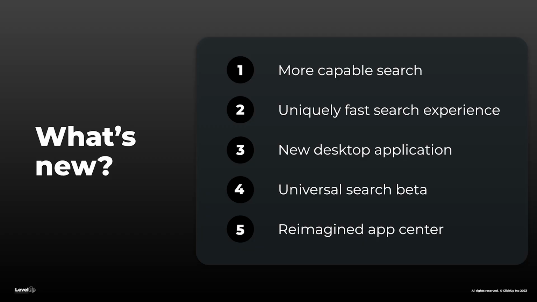Today, we showed all the things we built to improve your ClickUp experience. A more capable search, a uniquely fast search experience, a new desktop application, a beta of Universal Search to unify all your work in one place, and a reimagined App Center to quickly add new functionality to ClickUp. Everything was built to improve the quality of your experience. And we built it in a way where we'll only continue to get better.